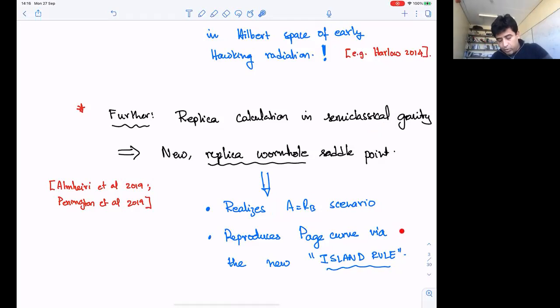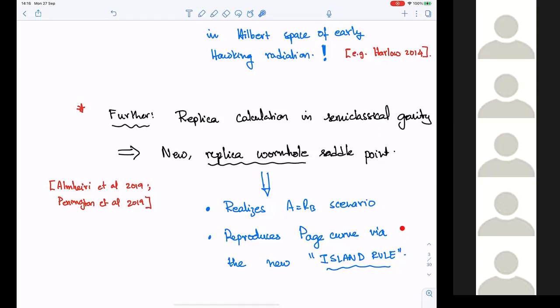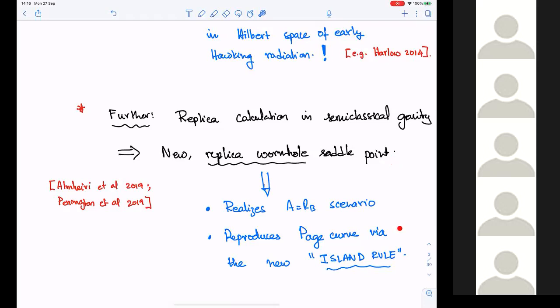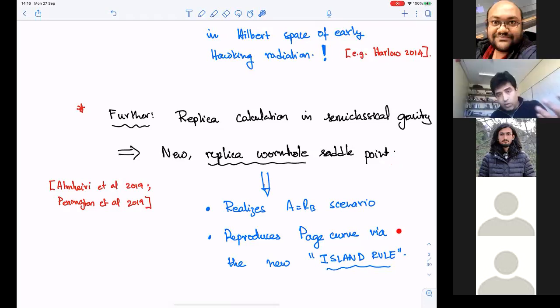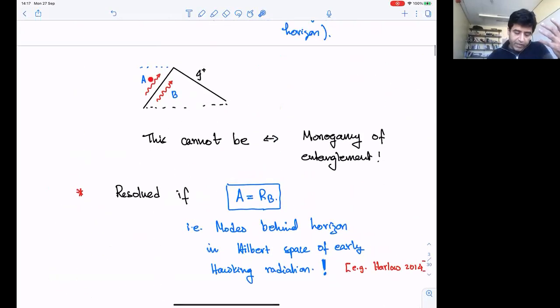And the Page curve is reproduced because the entanglement entropy of the radiation is not computed anymore in the standard field theoretic language. Because of the semi-classical gravity effects from the new saddle point, there is a non-trivial modification in the entanglement entropy. And it turns out that you have to include the degrees of freedom behind the horizon, which seems natural now if there is a realization of this scenario A equals R_B. So the fact that there are degrees of freedom behind the horizon that must now be included in the exterior essentially resolves two things at the same time.